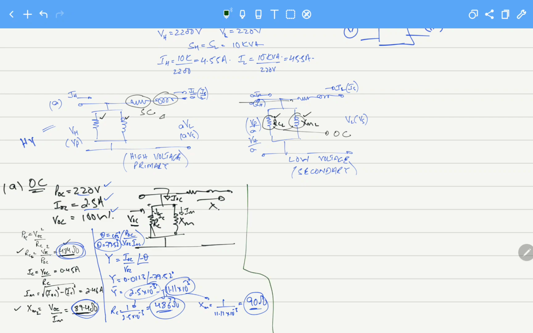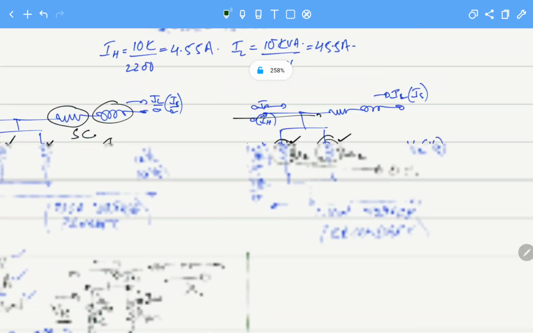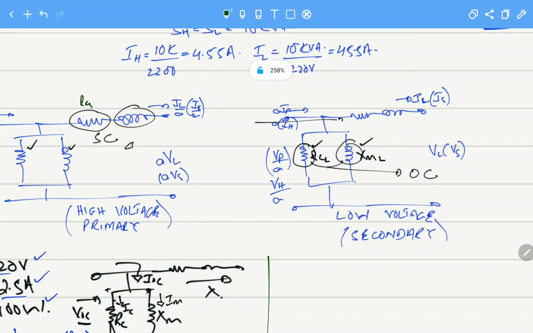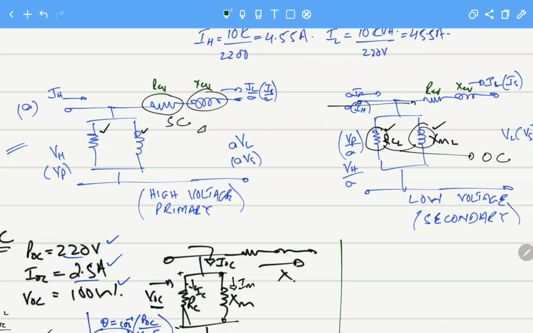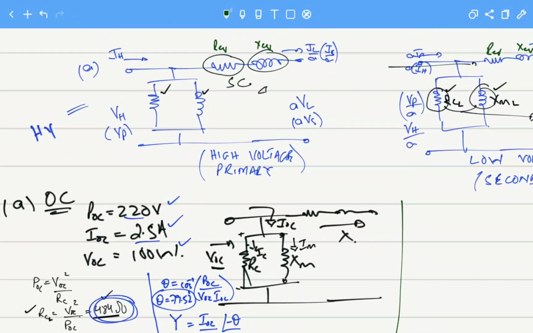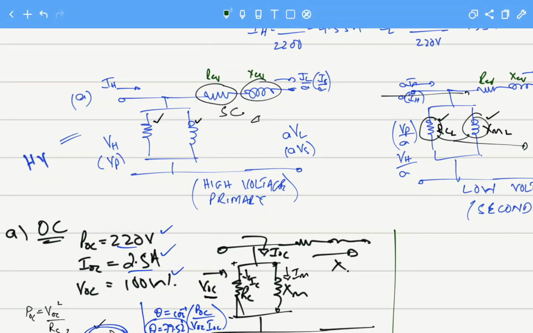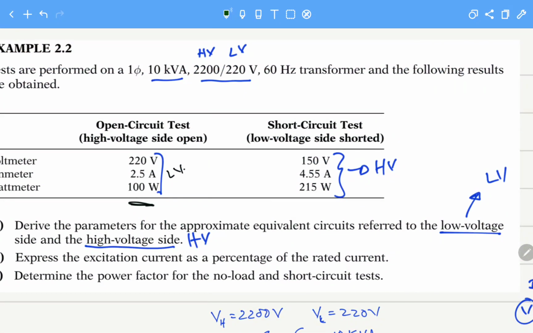Now we have to calculate the parameters that are R equivalent and X equivalent. They are again given at the two sides. Now let's see what test they have measured the parameters on the high voltage side, that is primary side. So the values that are given to us for the short circuit test will be used to calculate these parameters that are reflected on the high voltage primary side. And let's look at what are the values given.